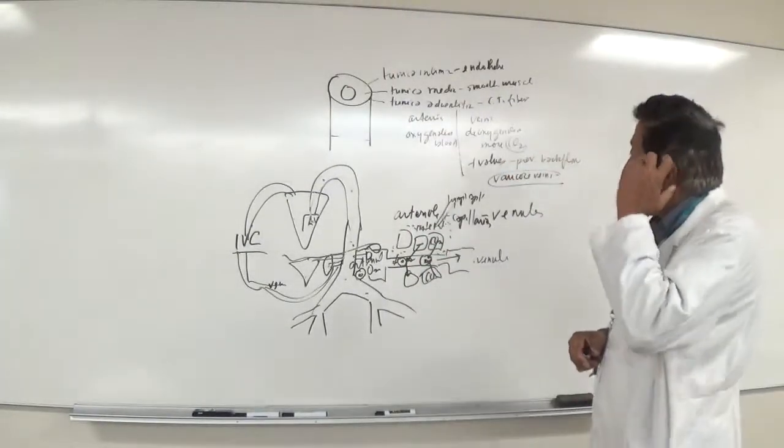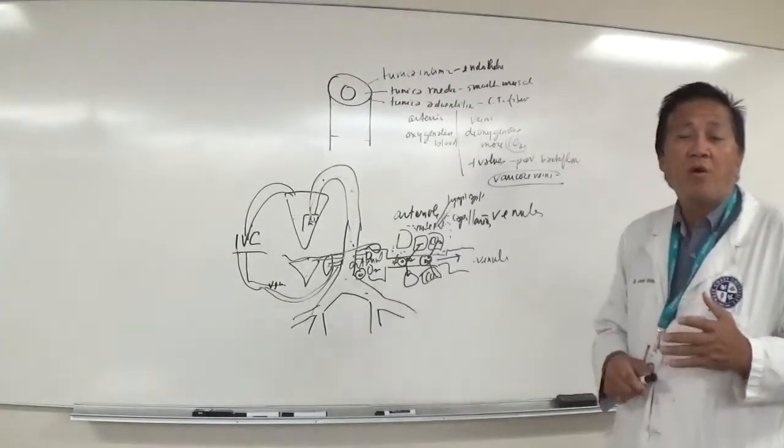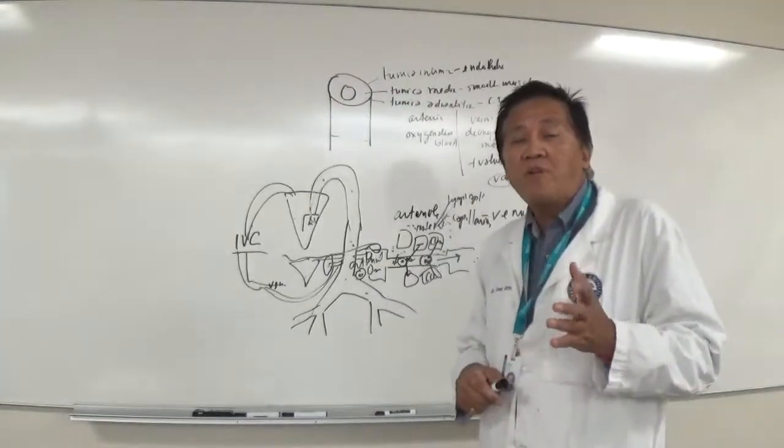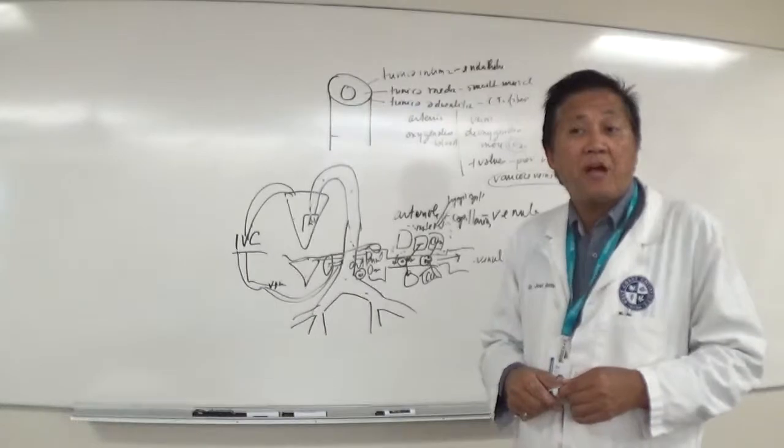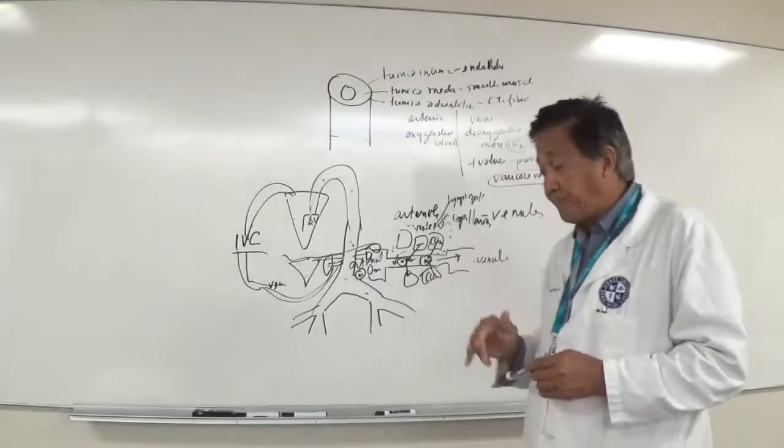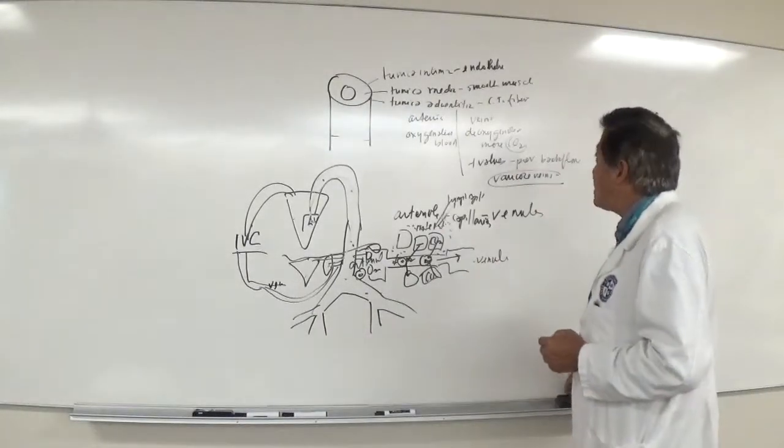Okay? Now, when you were reading the book, there were certain formulae that I expect you to know regarding blood flow, right? Okay. Does anybody recognize this formula?